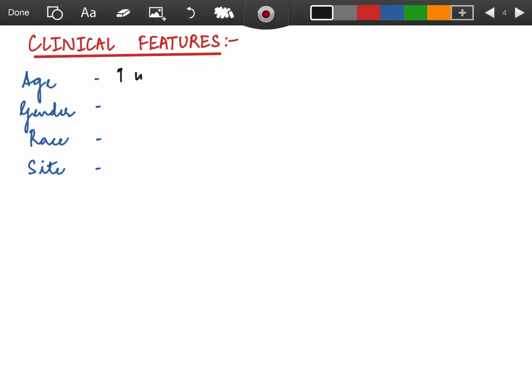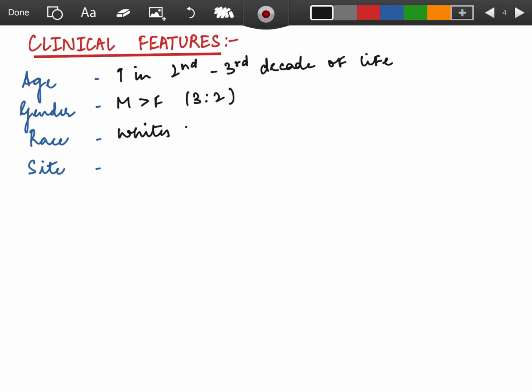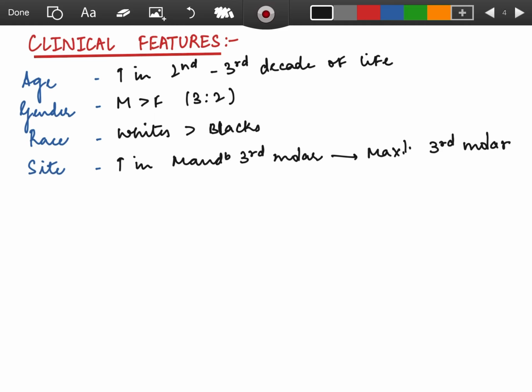Now the clinical features. They are mostly seen in the second to third decade. Males are more commonly affected than females, with a ratio of 3:2. Whites have a higher prevalence of dentigerous cyst. The most common site is the mandibular third molar, because we know it is the highest potentially unerupted tooth. Then the maxillary third molar, then maxillary canines, then mandibular premolars.